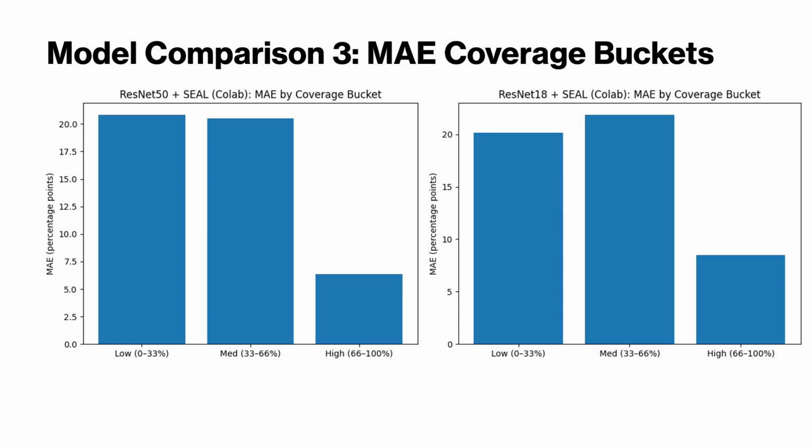The aggregate MAE number hides something interesting. Both models struggle in completely different ways depending on coverage severity. We split the test set into 3 buckets. Low coverage meaning 0 to 33%, which corresponds to severe hair loss. Medium coverage 33 to 66%, and high coverage 66 to 100%, meaning mild or no loss. For both ResNet50 and ResNet18 with SEAL, the error pattern is consistent. The high coverage bucket is easiest, MAE around 6 to 7 percentage points. The low and medium buckets are much harder, MAE around 20 points.